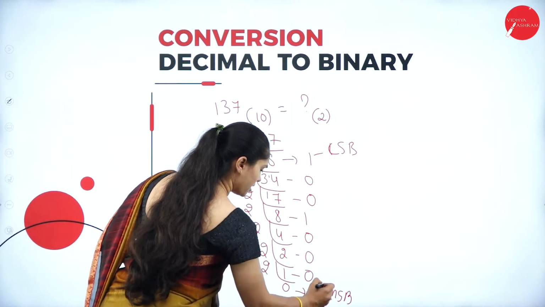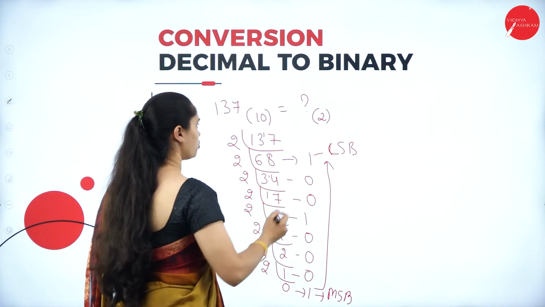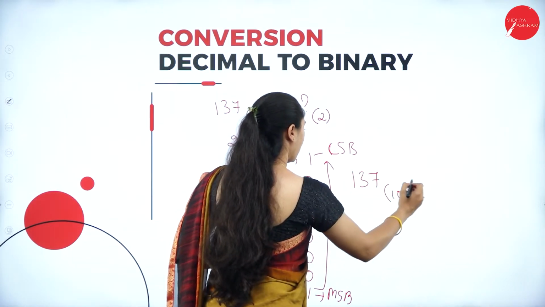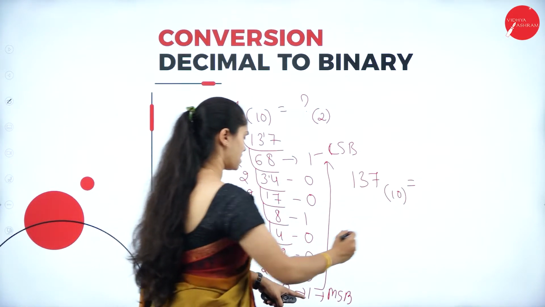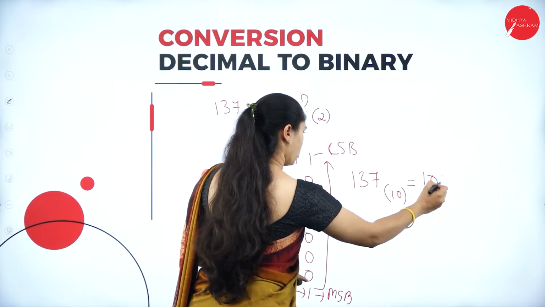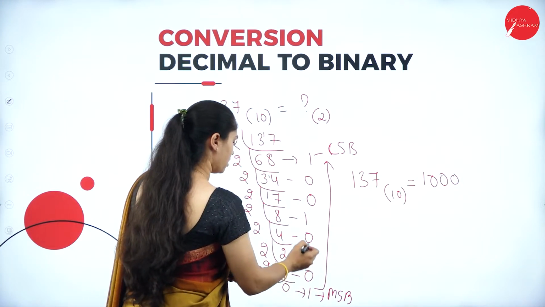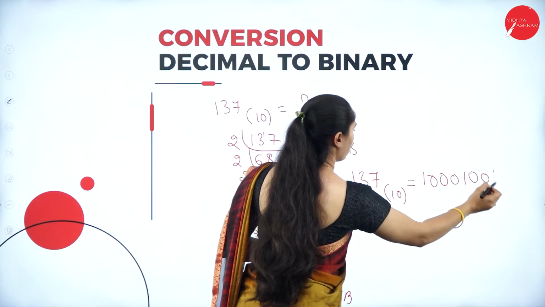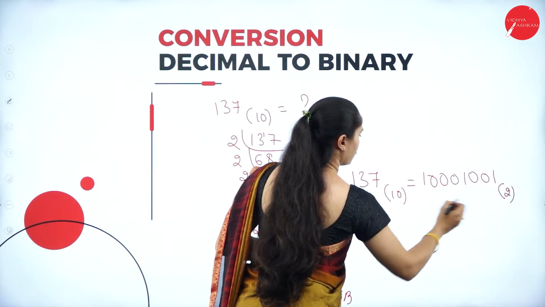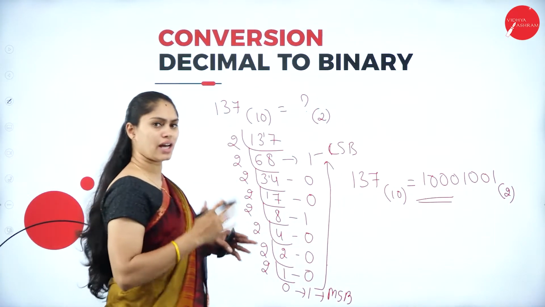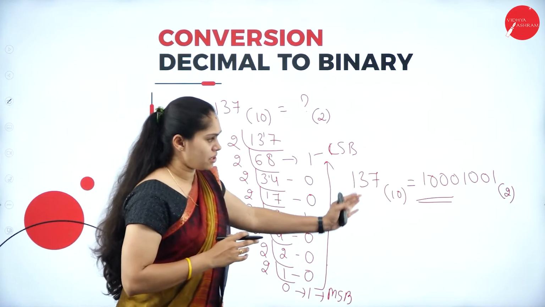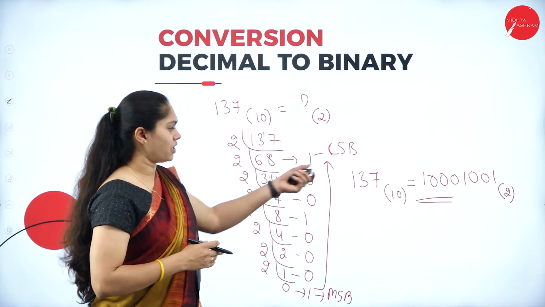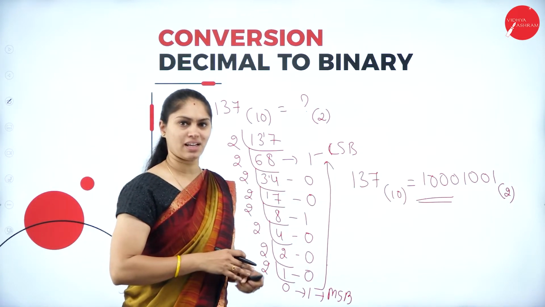So from MSB to LSB we have to write the solution. Hence 137 base 10 is equal to, what is the last remainder? 1 0 0 0 1 0 0 1 0 0 1 1 0 0 1. What is the base? 2. Okay, this is how we are going to convert any given decimal number to binary. I hope you all understood how 137 is converted into a binary number.